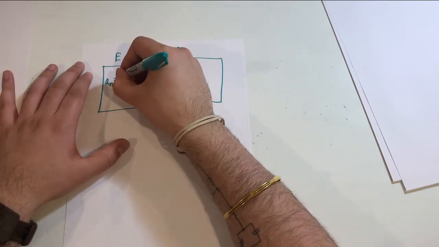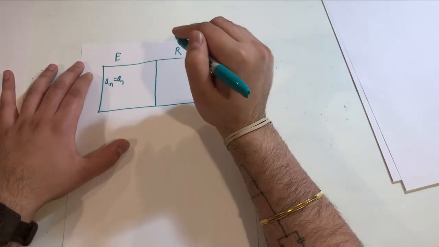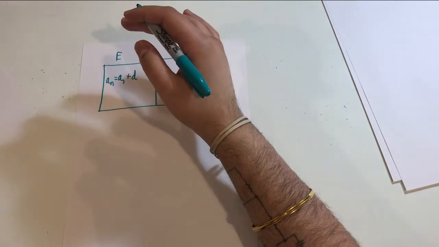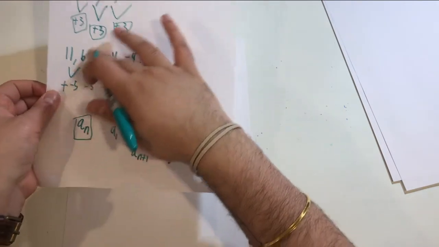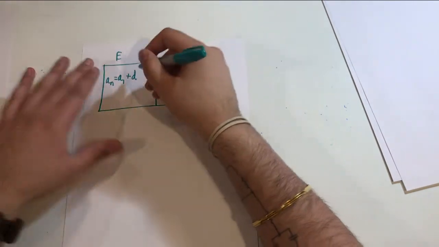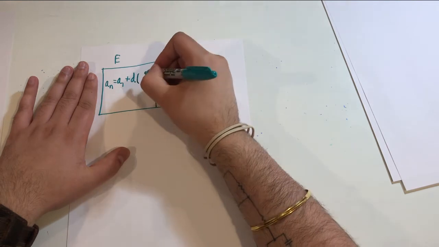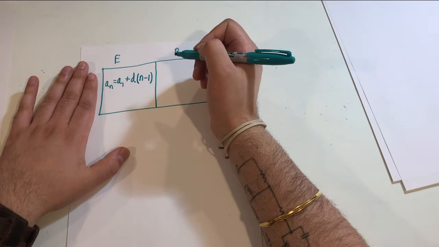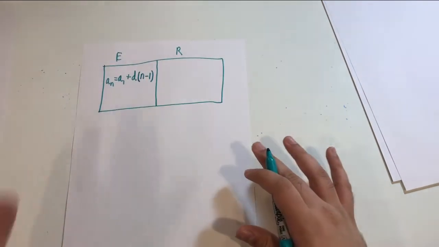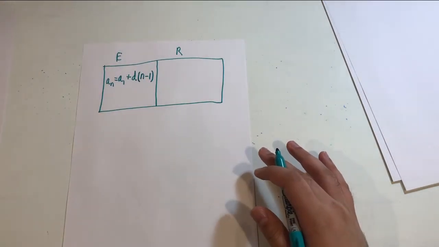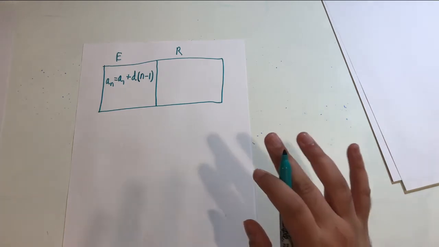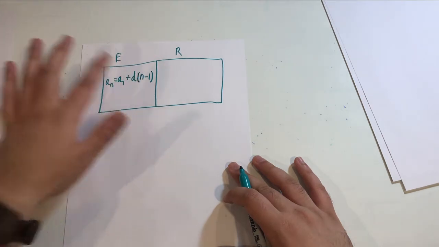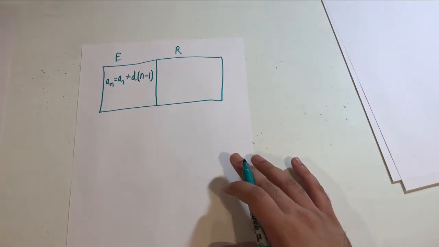That's equal to a sub 1, the first term, plus d, which is that common difference, which in this case here was -5. In this case here was +3. Then in parentheses, it's multiplied by n minus 1. Okay, and that'll get you any term in the sequence. Now, this again, it's just a simple formula. You just have to remember what each of these three components are.